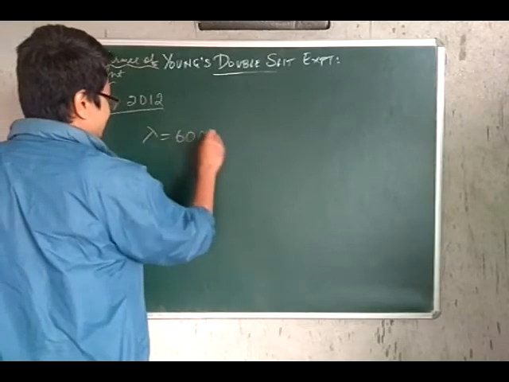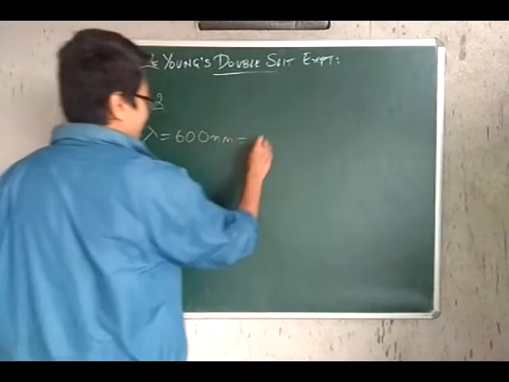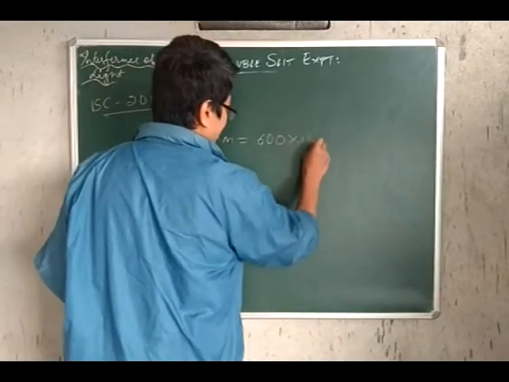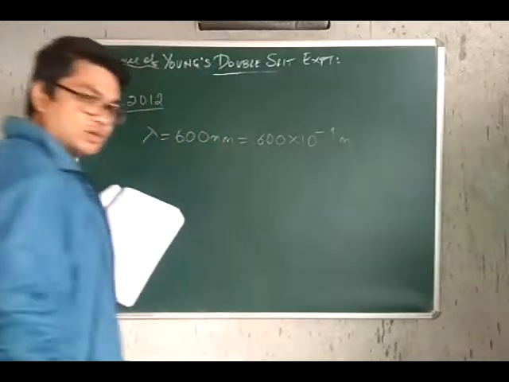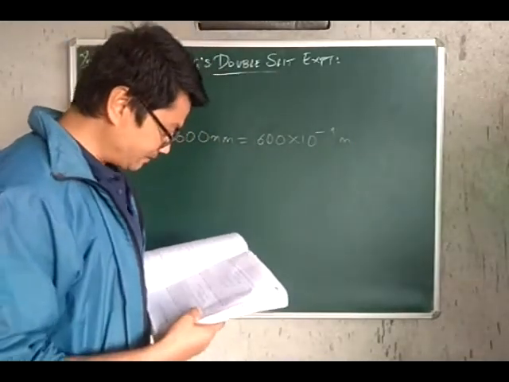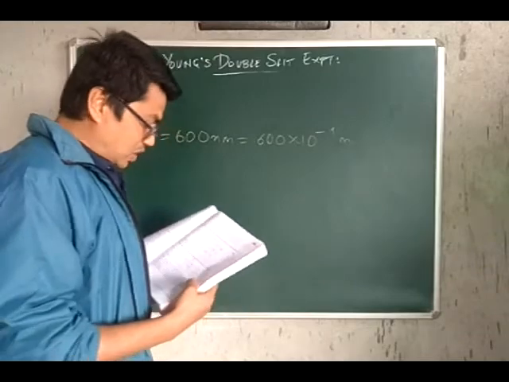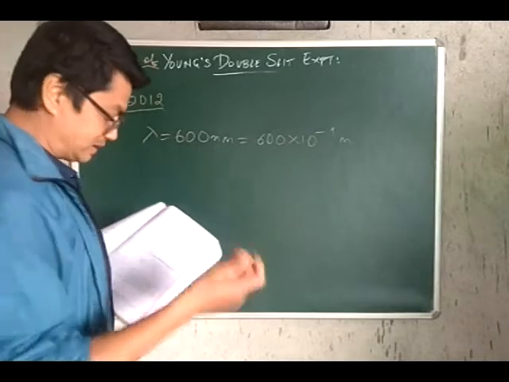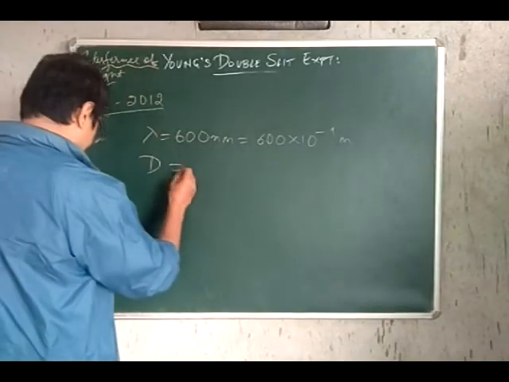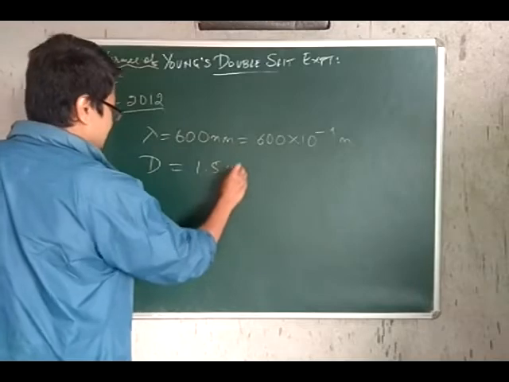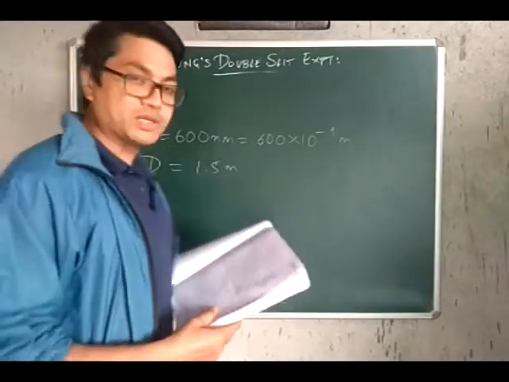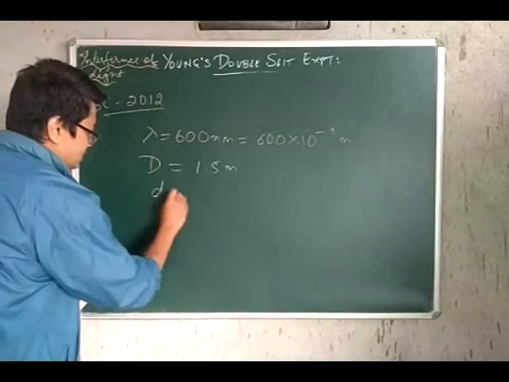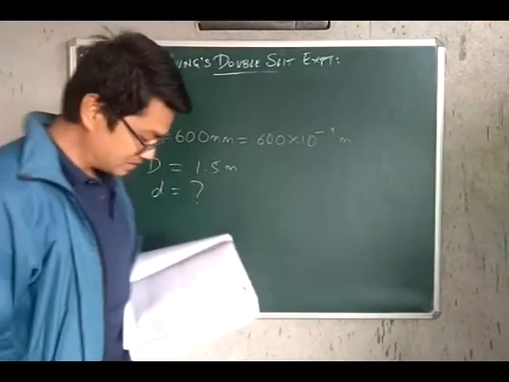lambda is given to be 600 nanometers. Nanometers meaning 600 into 10 to the power minus 9 meters. You have to work in SI system of units. The interference pattern was obtained on a screen kept 1.5 meters away from the plane of the two slits. So capital D is given to be 1.5 meters, the distance of the screen from the two slits. Calculate the distance between the two slits.